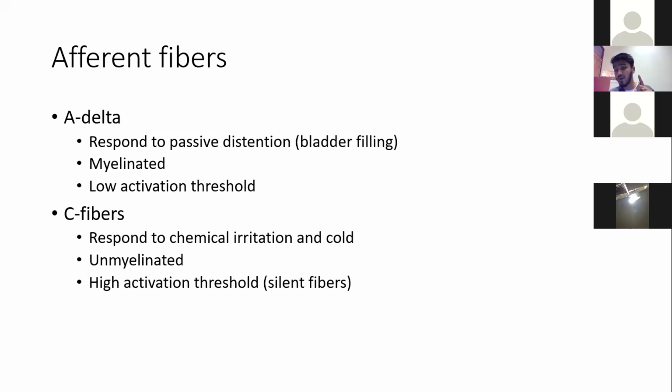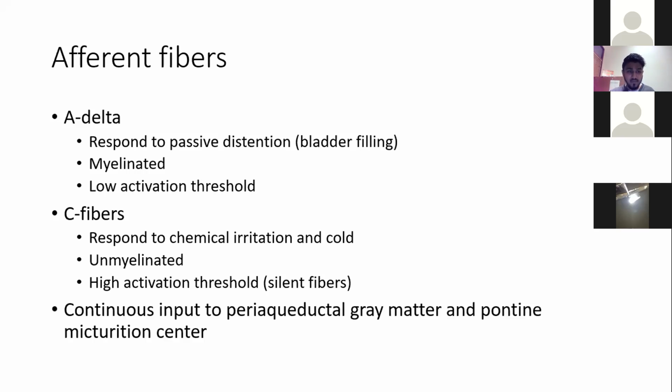However, when we're talking about chemical irritation, when we're talking about cold, when we see our patients getting bladder spasms, these are the fibers which are firing at that time. Now, from these afferent fibers, just as I said, there is continuous input to higher up authorities, the periaqueductal gray matter and the pontine micturition center in the brain stem. And we will see just in a minute what their role is.